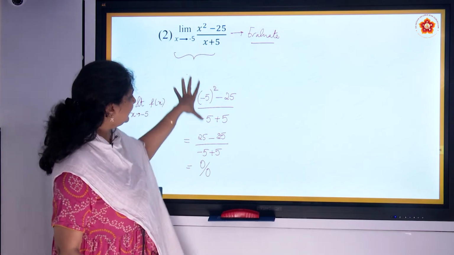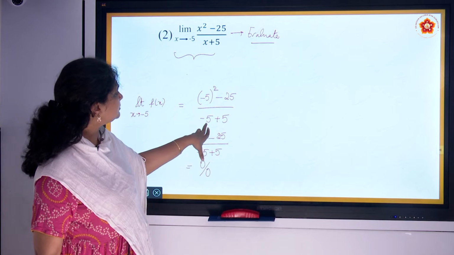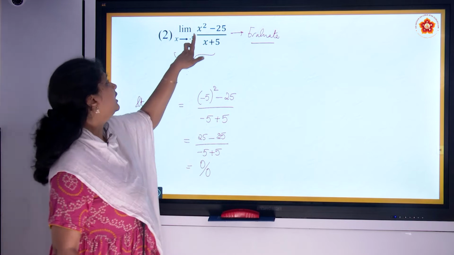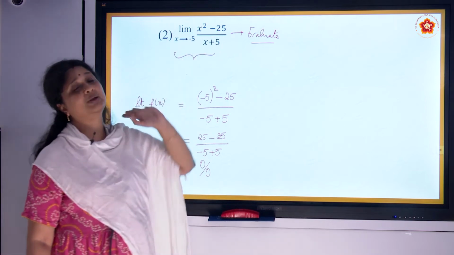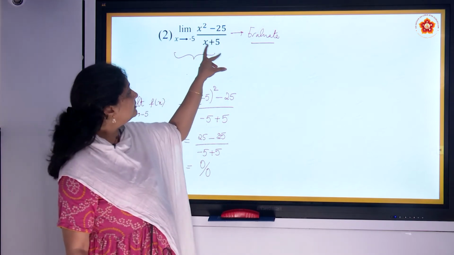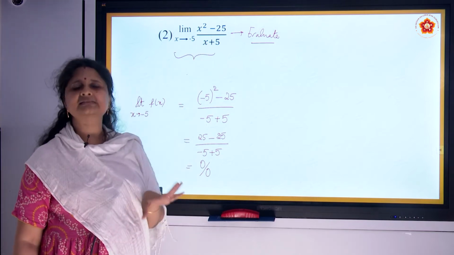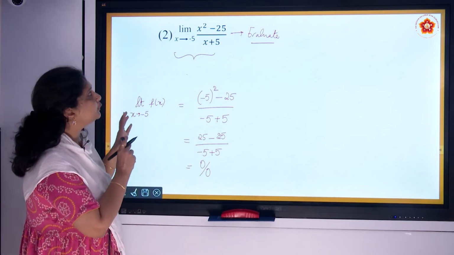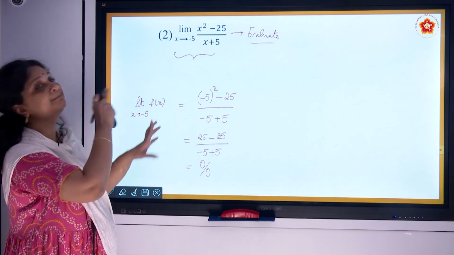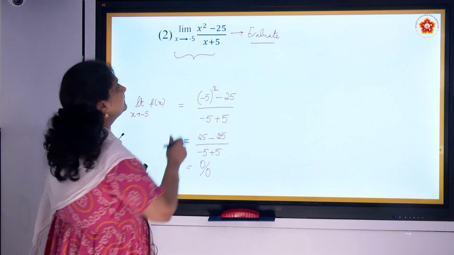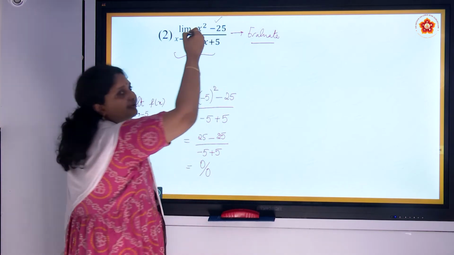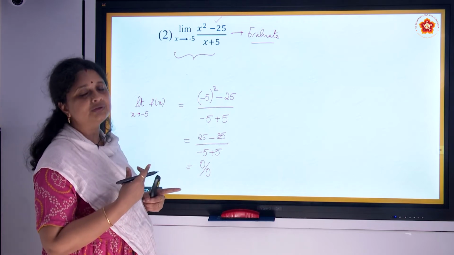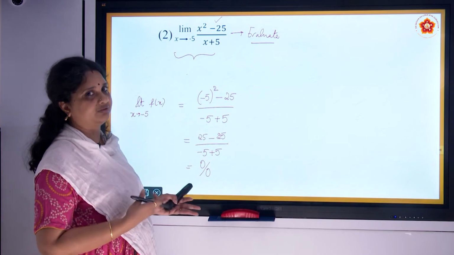My hindrance is that when I substitute minus 5 in place of x, this plus 5 makes it 0. And here also, this 25 minus 25 makes it 0. So, if I can eliminate at least this x plus 5 somehow, it becomes easy for me to evaluate the limits, right? So, I will try to simplify the given function. How do I do that? I have x square minus 25. Is there any way to factorize that? It's a quadratic equation, a second degree equation. Is there any way to factorize it?